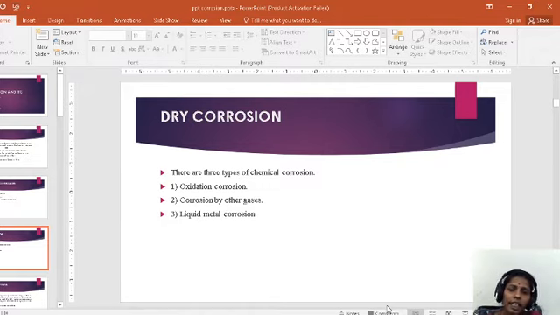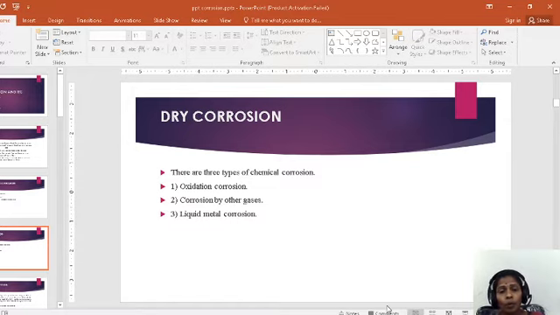There are three types of chemical corrosion, that is, three types of dry corrosion: oxidation corrosion, corrosion by other gases, and liquid metal corrosion. But before going to the types of chemical corrosion, we should know what chemicals are present in the environment. In the environment, oxygen, sulfur, nitrogen, carbon dioxide and hydrogen sulfide are present.